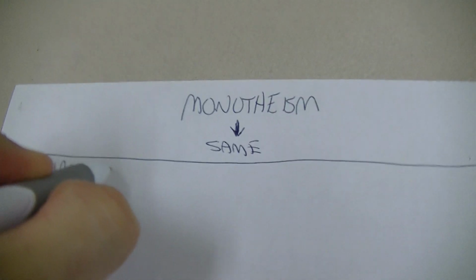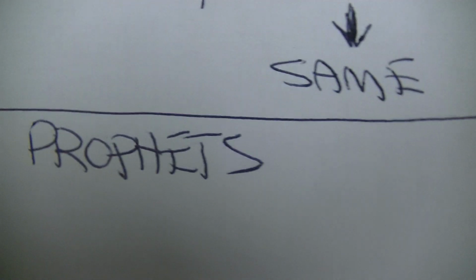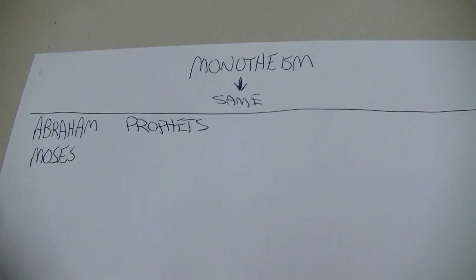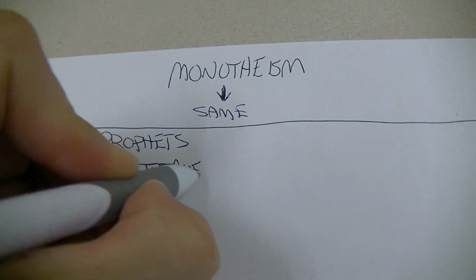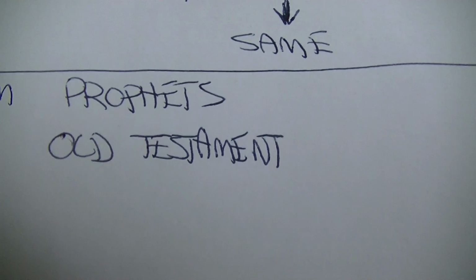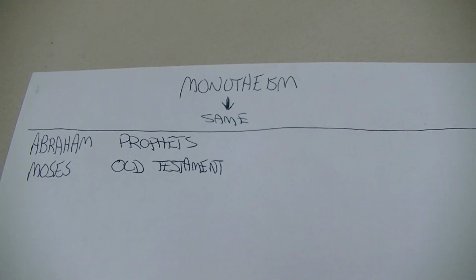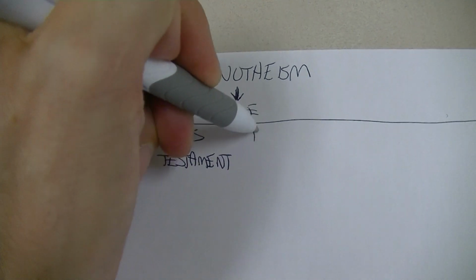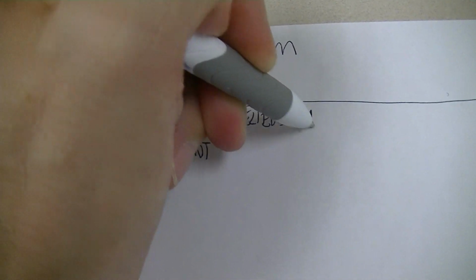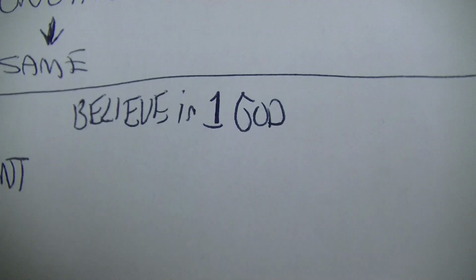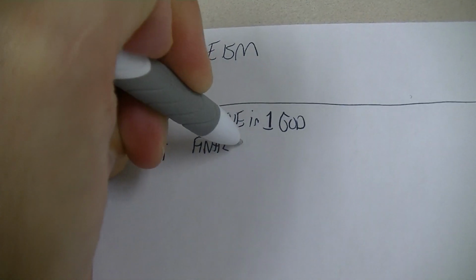They all believe in prophets. They all three believe in the Old Testament. Real simply, they're monotheistic. Well, they believe in one God. Let's do that. That'd be better. They believe in one God. They believe in a final judgment.